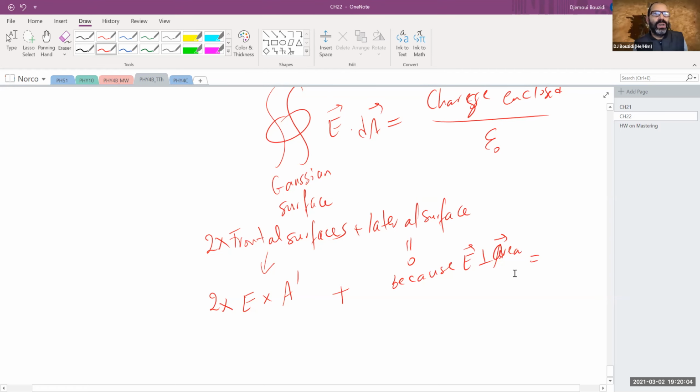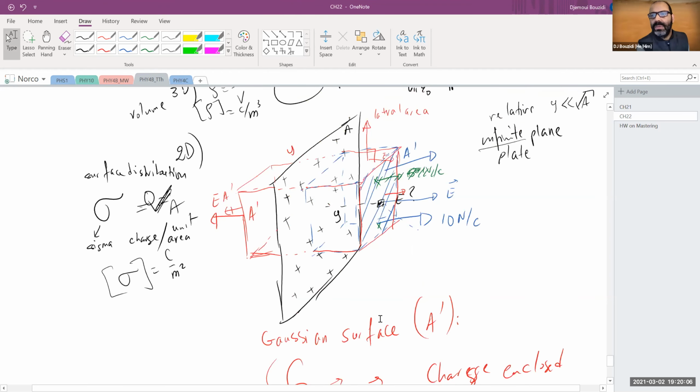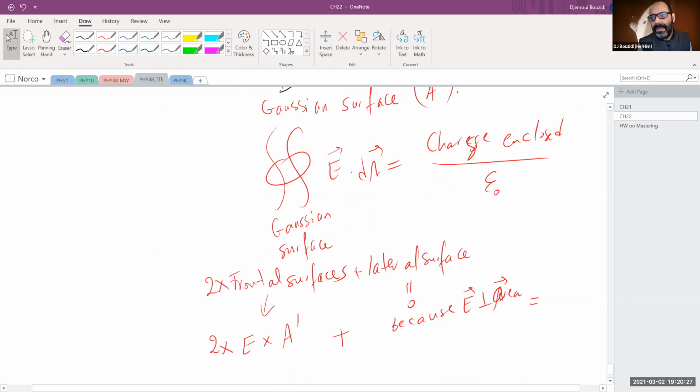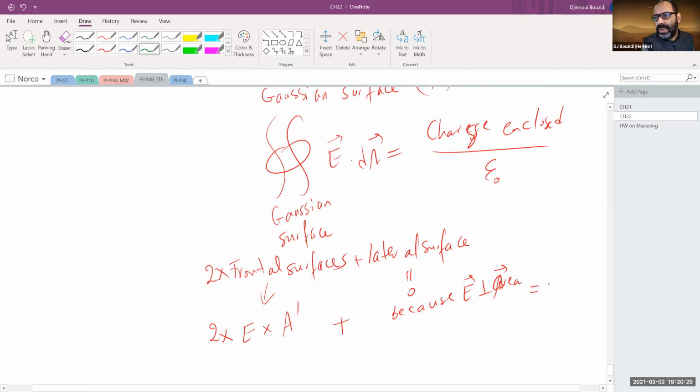Now I need to worry about the charge enclosed. The charge enclosed is this much charge only. So let me use a different color in here for the charge enclosed. It's the same area A prime times the charge distribution. I have sigma, charge per unit area, but I took an A prime in here. That is the only charge enclosed. Don't count the one outside of this area, only the charge enclosed. So this is going to be sigma times A prime, divided by epsilon naught. Charge enclosed divided by epsilon naught.